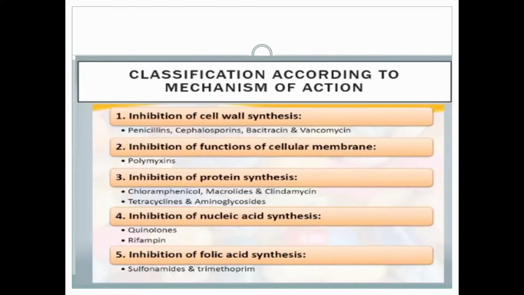And number 3, we have the protein synthesis inhibitors, which include chloramphenicol, macrolides, clindamycin, tetracyclines, and aminoglycosides. Now, remember, protein synthesis inhibitors can be further classified into those which inhibit the 30S subunit and those which inhibit the 50S subunit. Now, in the nucleic acid synthesis inhibitors, we have the quinolones and rifampin. And we have the folic acid synthesis inhibitors, which are the sulfonamides and trimethoprim.